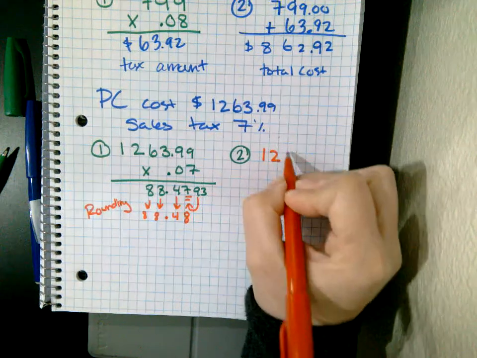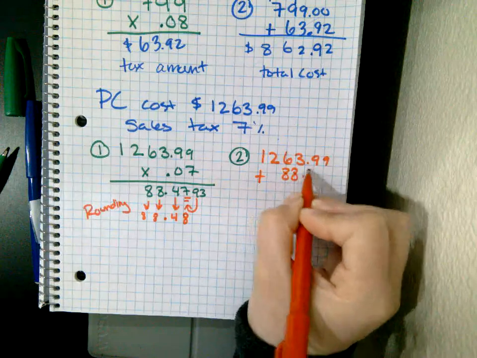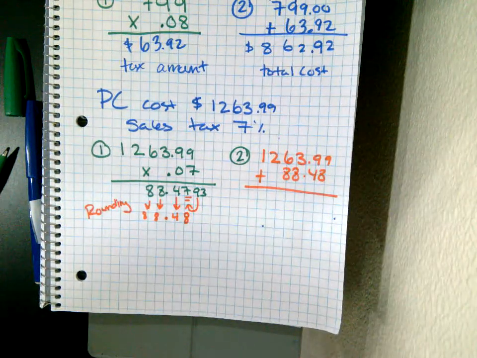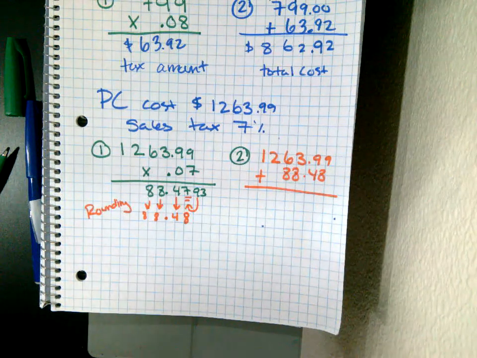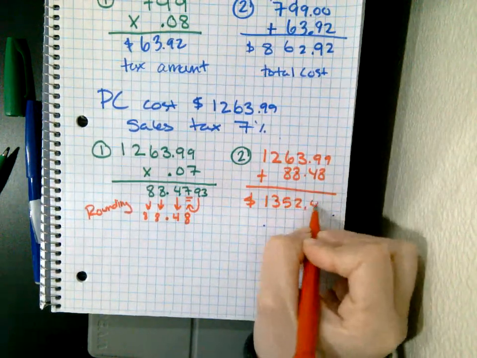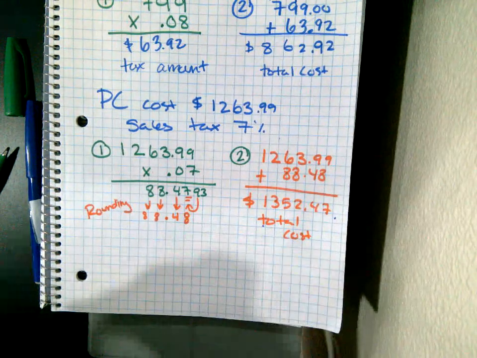All right, now we're going to add $88.48. Grab that calculator and add them up. $1,263.99 plus $88.48. So we have $1,352.47. This is your total cost.